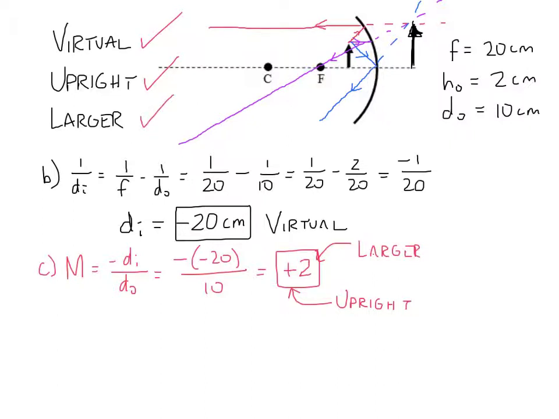And then for part D, the image height, when you rearrange the other form of the magnification equation, the image height is equal to the magnification times the height of the object, which is the positive 2, times the height of the object, which is also 2, and you get an answer of 4 centimeters.